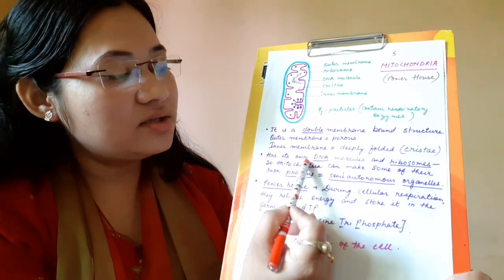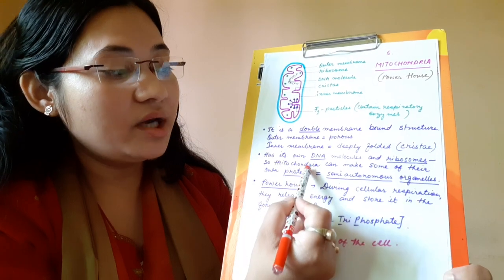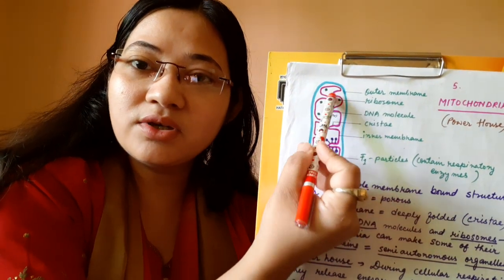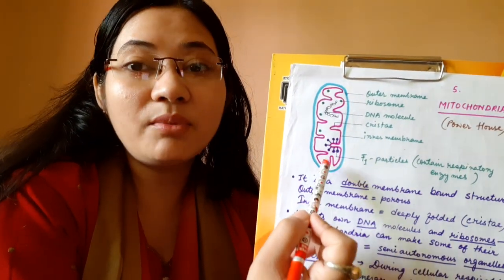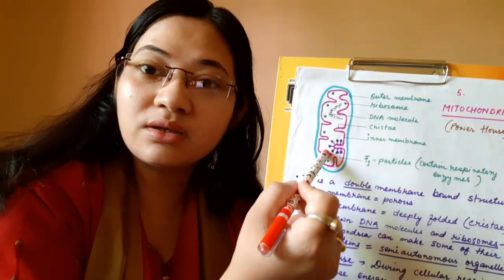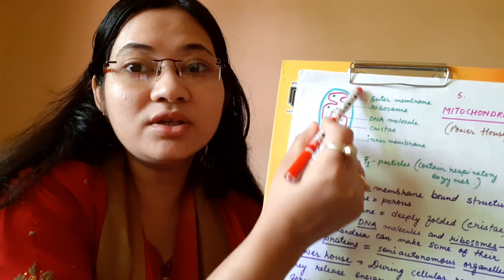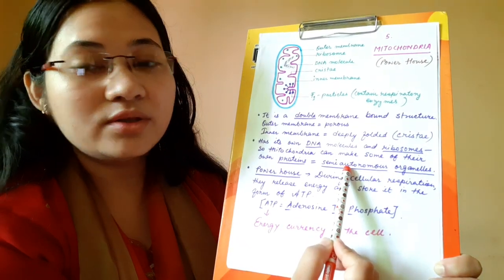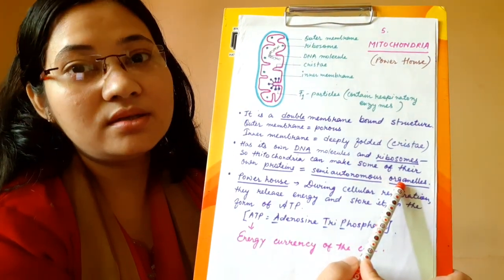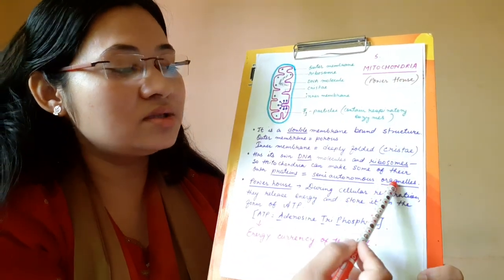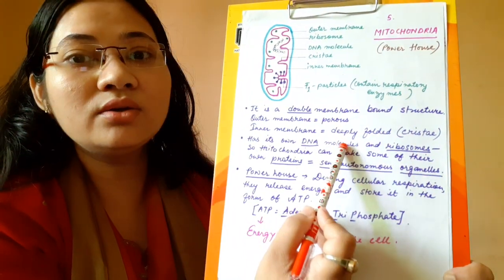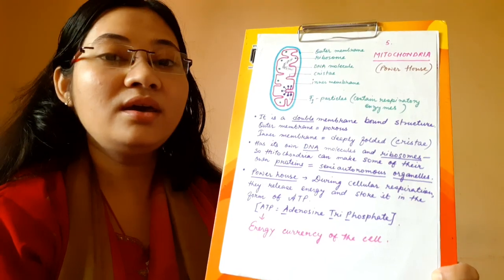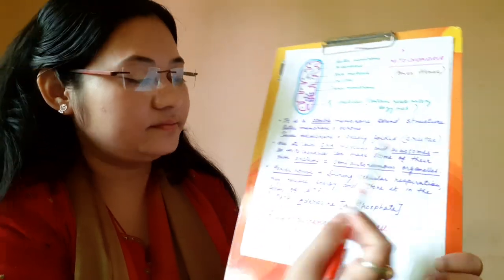Now it has its own DNA molecule and ribosomes, so mitochondria can make some of their own proteins. In this diagram you can see it consists of its own DNA molecule and ribosomes, so it is capable of producing some of its own proteins. Mind you, these are specific proteins required for the synthesis of mitochondria. That is why mitochondria are also called semi-autonomous organelles. Why? Because they contain their own DNA molecules and ribosomes, so they can synthesize some of their own proteins.